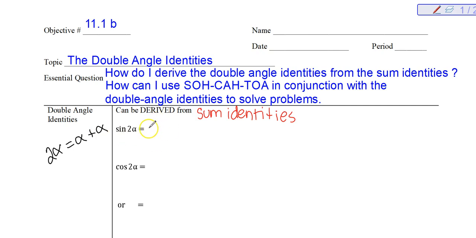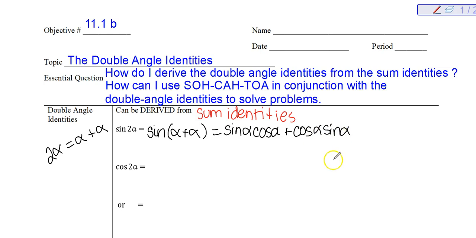Looks like this. So we're going to say the sine of 2 alpha is the same as the sine of alpha plus alpha. It could be theta plus theta, x plus x, anything I want to be the placeholder for my angle. And then we're going to use the formula for the sine of a sum of 2 angles. And that goes like this. Sine of the first angle, cosine of the second angle, plus the cosine of the first angle times the sine of the second angle. Right? That's the formula we learned yesterday.